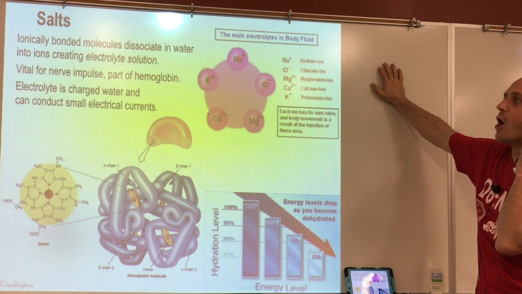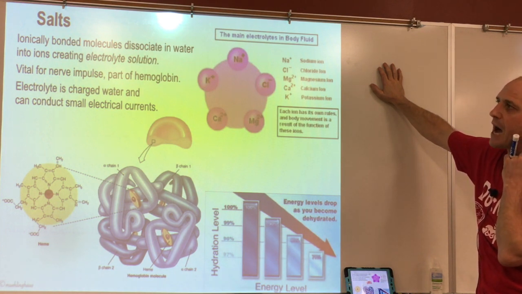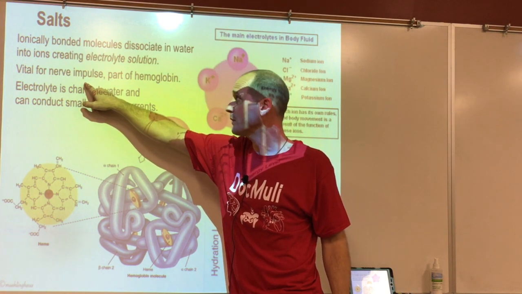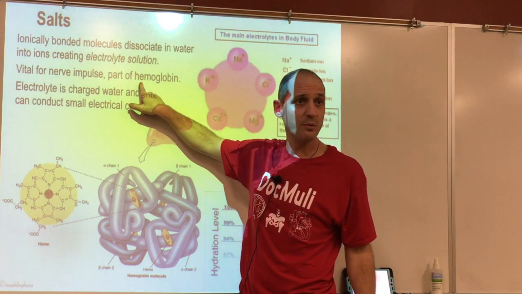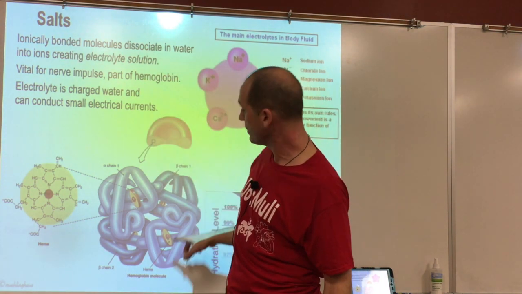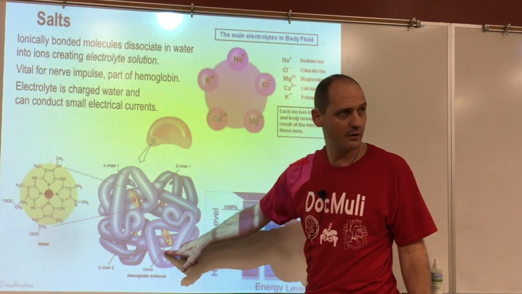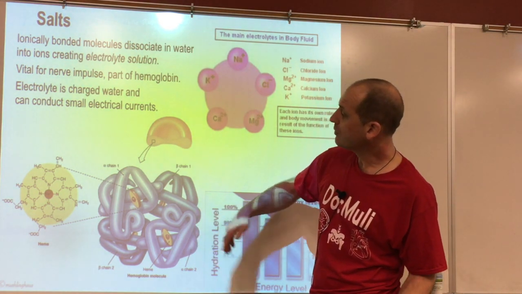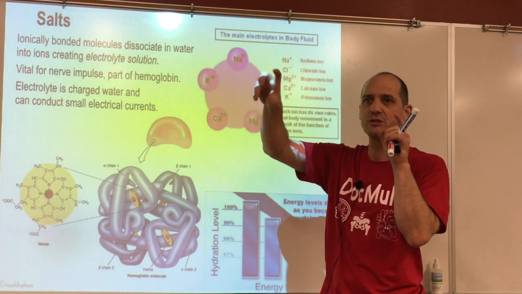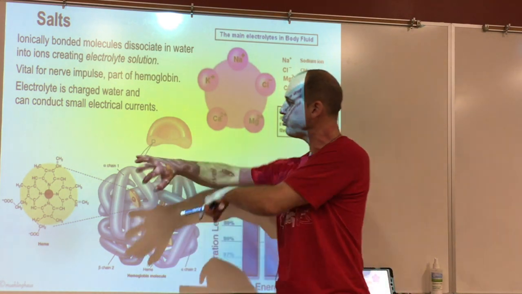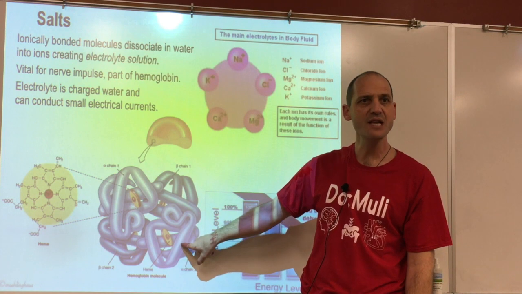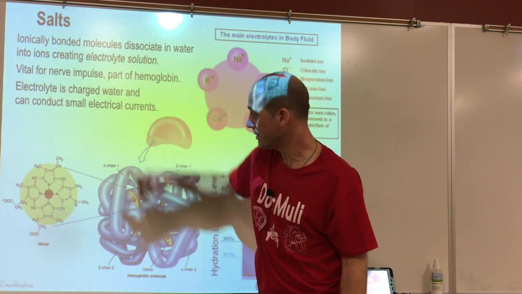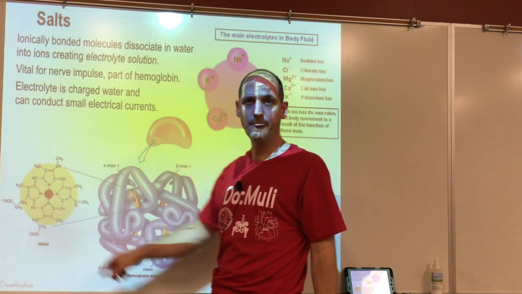Salts. We talked about these ions. So ion bonded molecules dissociate in water, creating ions, which is an electrolyte solution. Very important for nerve impulse, electricity, and also part of the hemoglobin, for example, the iron in the hemoglobin. Oh, look here, this is a hemoglobin. That wiggly thing is a protein. We're going to talk about the proteins probably next time. The proteins are long beads of similar molecules, these amino acids. And then they wiggle up and wiggle up a few times, and then they create these kind of looking things. But that's a hemoglobin. And in the middle, we have that heme, that iron thing. That's the ion, and that's the piece that attracts the oxygen. So the oxygen then carries it.